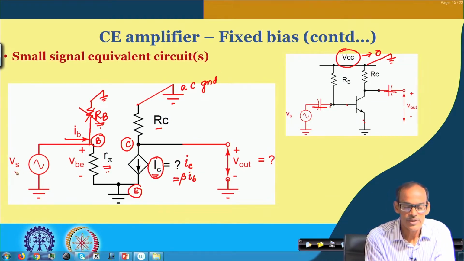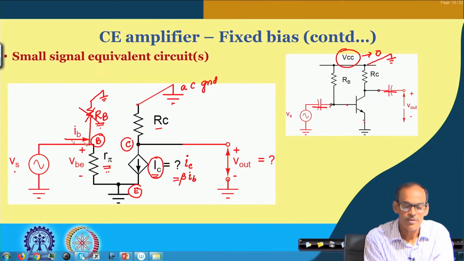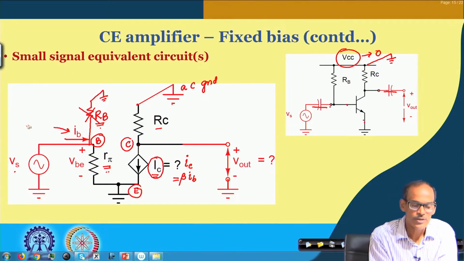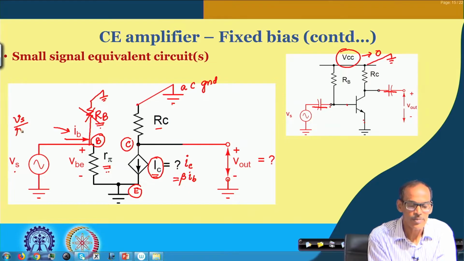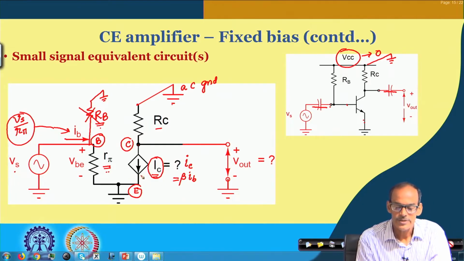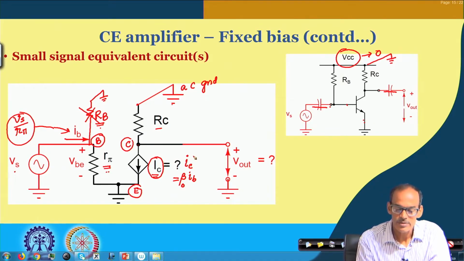So this IC equals beta into IB, and IB is whatever current flows from the signal source into the base. This IB is Vs divided by R pi. That IB, after multiplying with beta naught, gives us the small signal collector current.